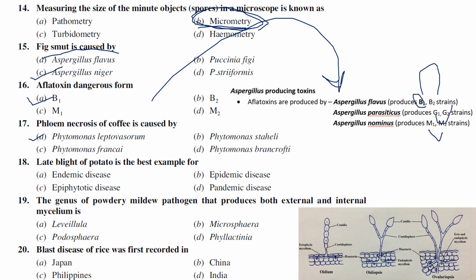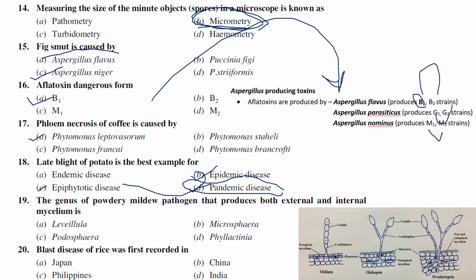And the next one: late blight of potato is the best example for endemic, epidemic, epiphytotic, pandemic. Here, late blight of potato is the best example for an epidemic disease. Epidemic is otherwise called epiphytotic also, and it is also an example for a pandemic disease. So the answer is actually B, C and D. But if such cases occur, I would suggest going with pandemic, because this is the best example for a pandemic, which is present everywhere in the world, right?